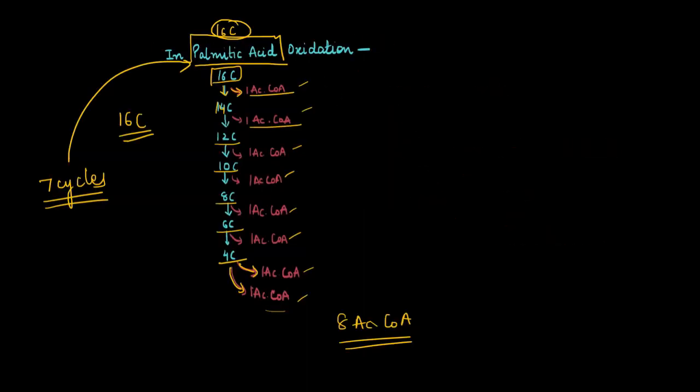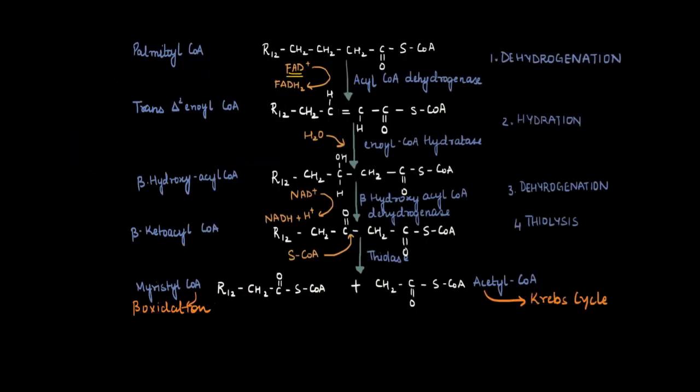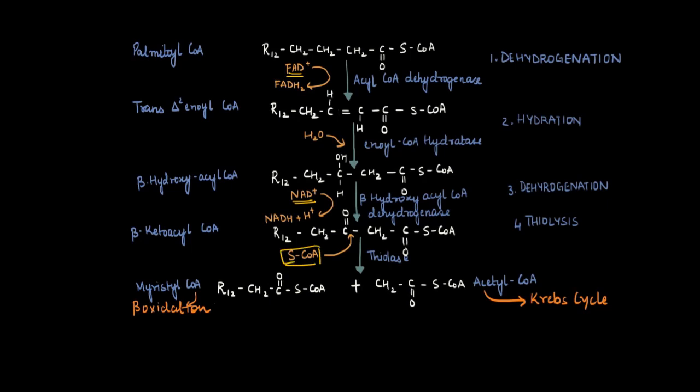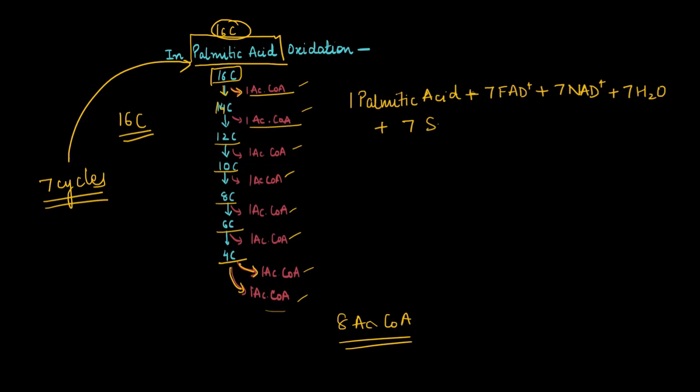Now we can also calculate how much material is formed and how much material is used, how many compounds are used. We can calculate it as there was 1 palmitic acid and how many FADs? 7 FAD positive, these ones. Okay. Plus how many NAD positives? Here 7 NAD positive plus 7 H2O, and along with that, coenzyme A is also used, so 7 coenzyme A.